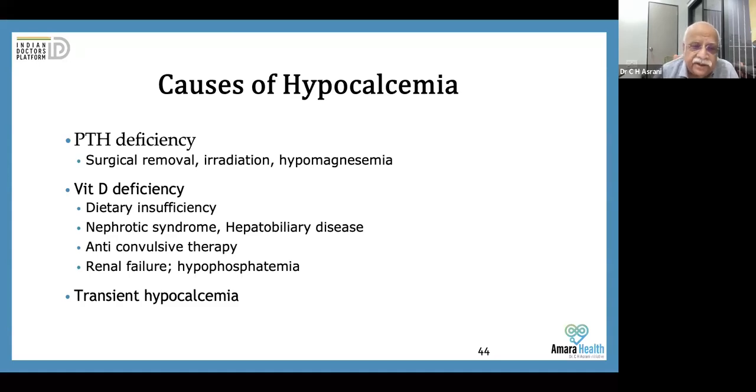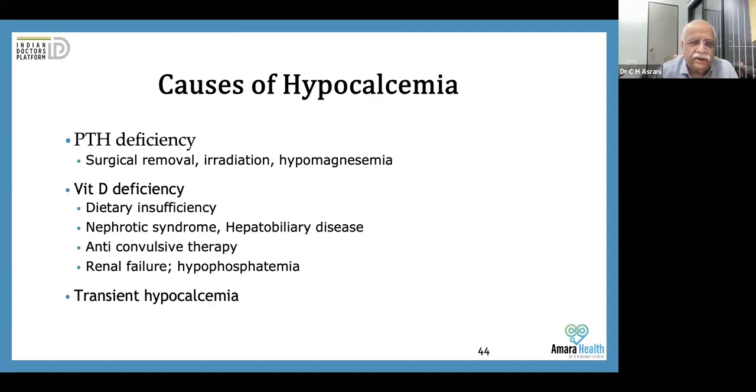So all these conditions: nephrotic syndrome, hepatobiliary disease, patient on anticonvulsive therapy, chronic renal failure, and hypophosphatemia. Today, phosphorus is being tested for routine body checkups. Then you have to check that and replenish that. Vitamin D, please remember, is a sunrise vitamin, and it also affects several very important processes of the body.